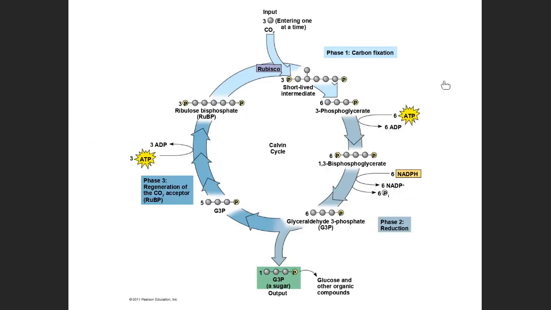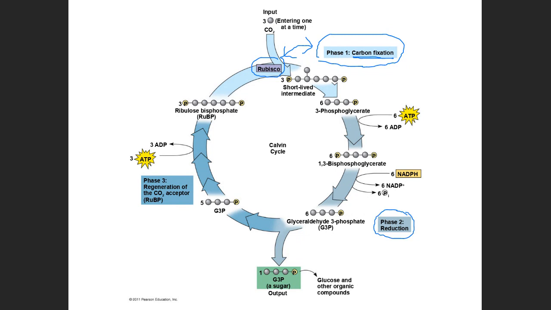Now, the Calvin cycle is broken up into 3 phases, okay? The first phase, phase 1, is called carbon fixation. Carbon fixation is carried out by an enzyme called Rubisco. Okay? In other words, Rubisco catalyzes a chemical reaction called carbon fixation. The second phase is reduction.